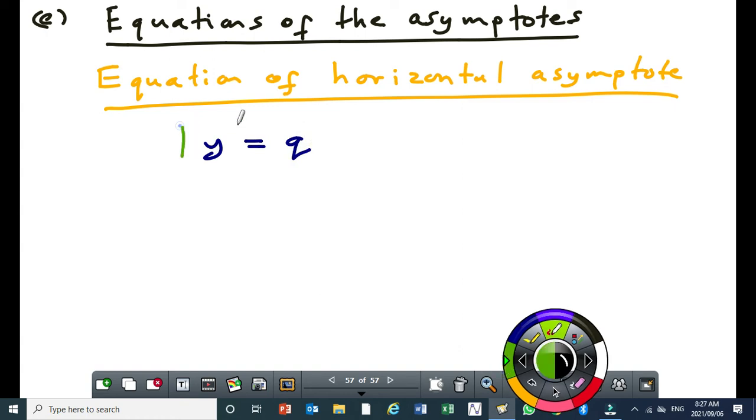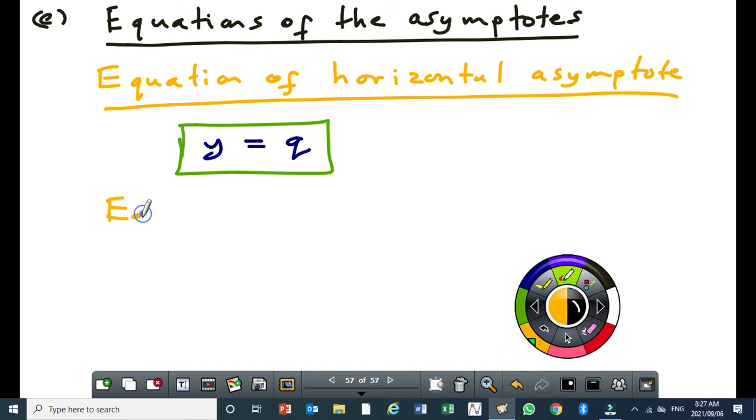Whatever the value of q is, that's the one you put there. So if you're given the equation, all you have to do is identify the value of q, then you put it there. Remember, q can be positive or negative. If q is positive, the asymptote will be above the x-axis. If q is negative, the asymptote will be below the x-axis.